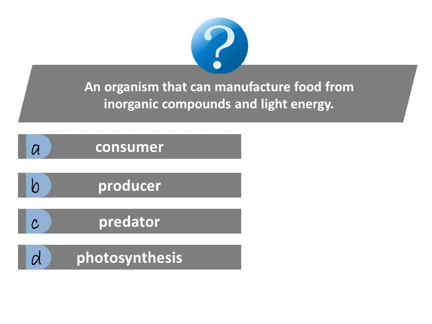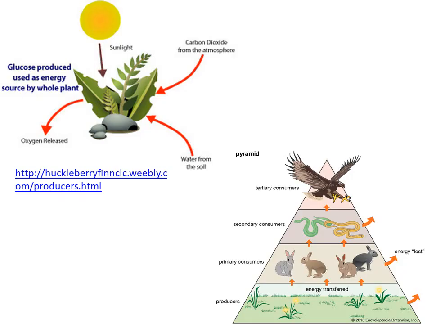Next. An organism that can manufacture food from inorganic compounds and light energy. A. Consumer, B. Producer, C. Predator, D. Photosynthesis. So, ano daw ang tawag sa organismo na may kakayanang gumawa ng kanyang sariling pagkain? Ang tamang sagot ay letter B. Producer. So, example, ating producer ay yung mga halaman. Kaya nilang gumawa ng sarili nilang pagkain, hindi sila kumakain ng iba pang mga organismo.